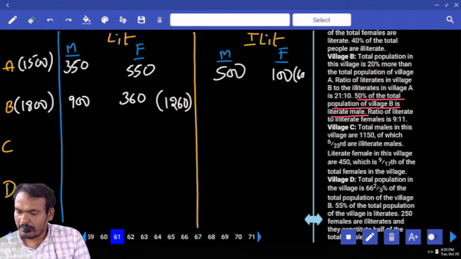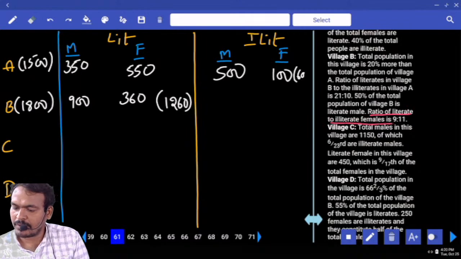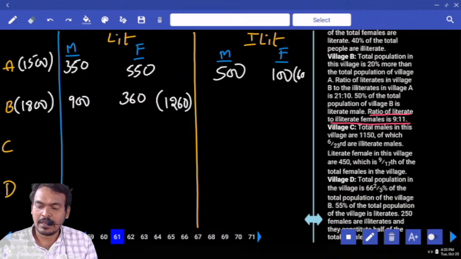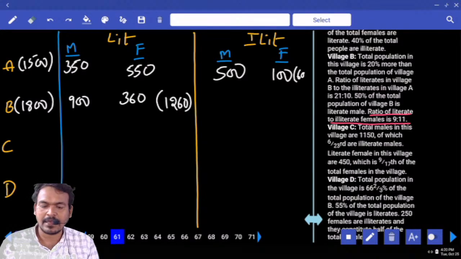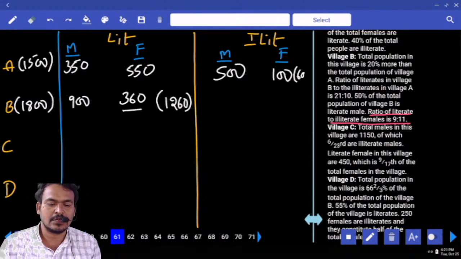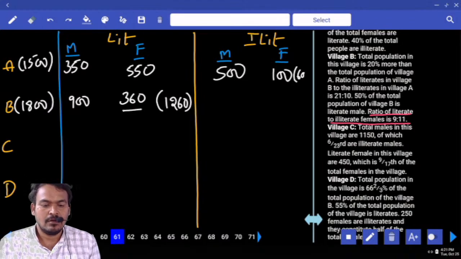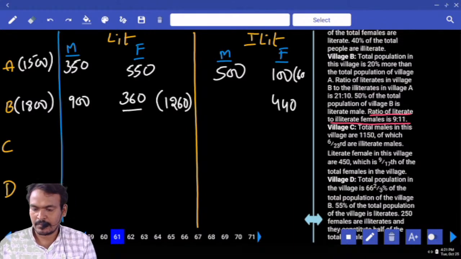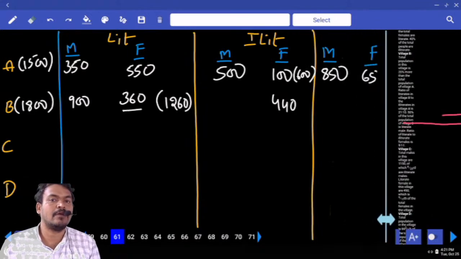Next, and one more. The ratio of literate to illiterate females is 9:11. Already 9 parts is 360. One part is 40. 11 parts is 440. Any other clue? And one more.